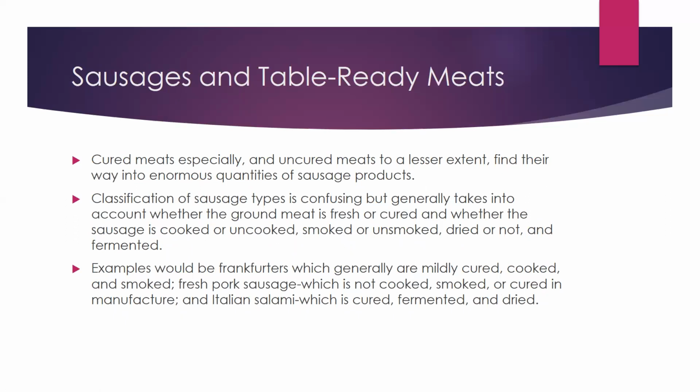Now, sausages and table-ready meats. Cured meats, especially, and uncured meats to a lesser extent, find their way into enormous quantities of sausage products. Classification of sausage types is confusing, but generally takes into account whether the ground meat is fresh or cured, and whether the sausage is cooked or uncooked, smoked or unsmoked, dried or not, and fermented. There are frankfurters, which generally are mildly cured, cooked, and smoked; fresh pork sausage, which is not cooked, smoked, or cured in manufacture; and Italian salami, which is cured, fermented, and dried.